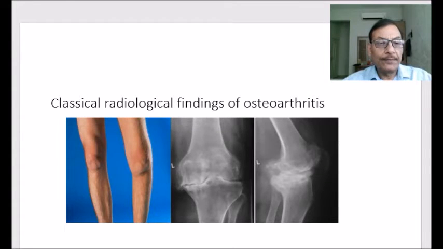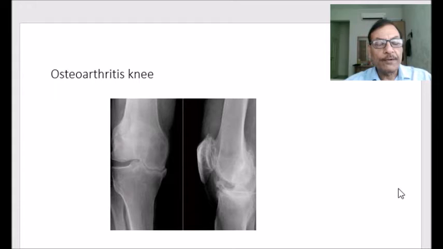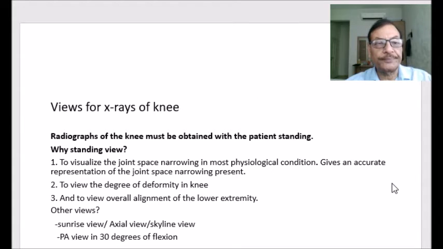Today, we are going to discuss the classical radiological findings of osteoarthritis, which is very often asked in long cases, short cases, and many times in a static OSCE and MEQ as well. It is so commonly seen. We'll be discussing more about the knee, because knee osteoarthritis is the most common finding that we see in patients.